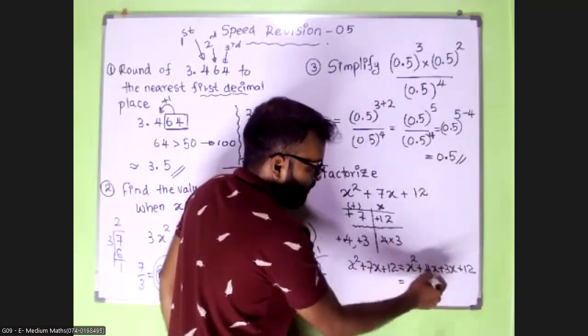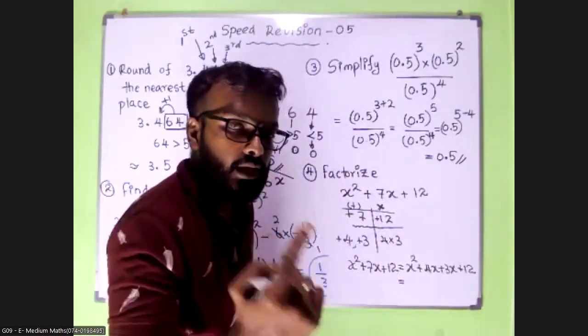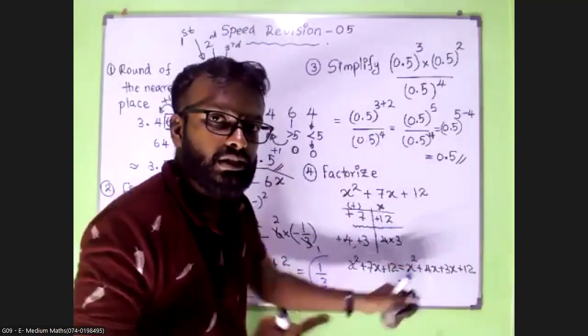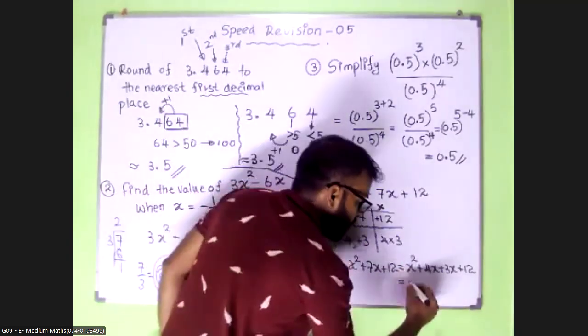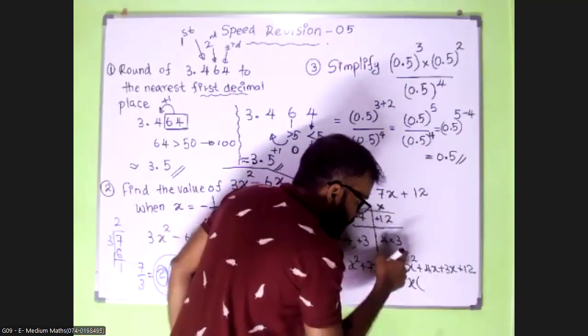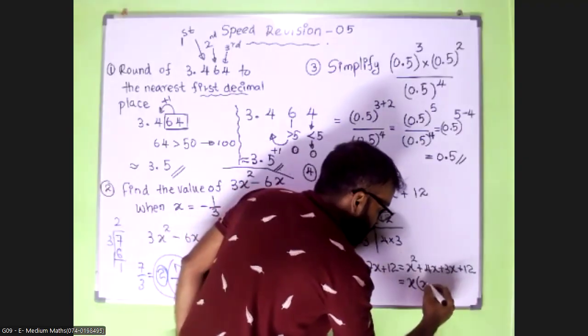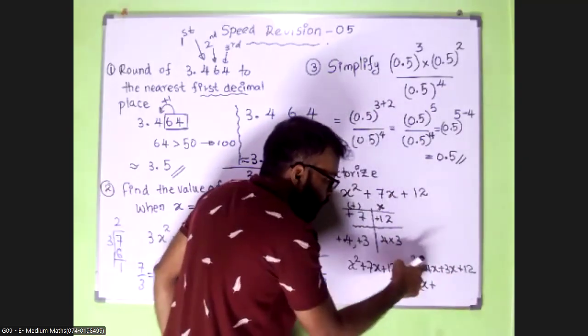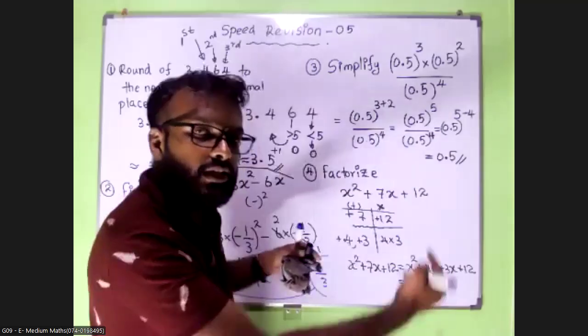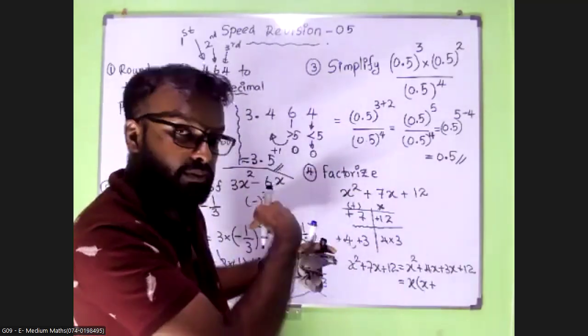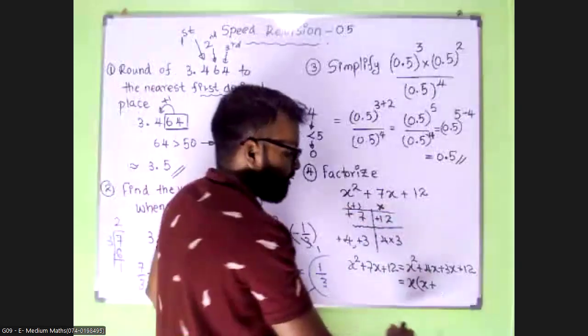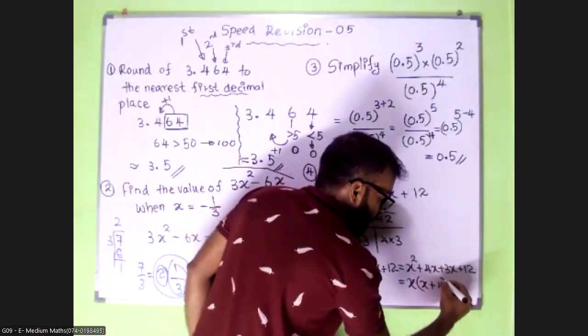So for the first two terms, what is the common term? x. The common term is x. So you are going to take it out of the bracket. What is the remaining term here? x. Then plus 4x is here. If you take x out, you will get plus 4 at the end.